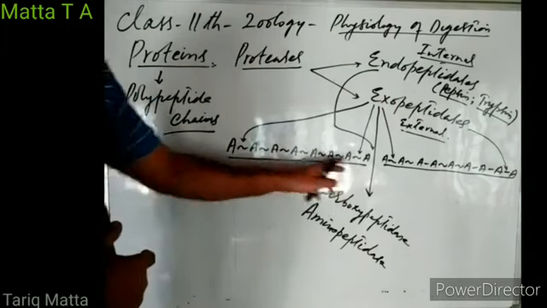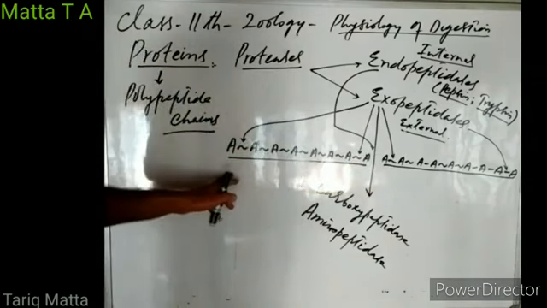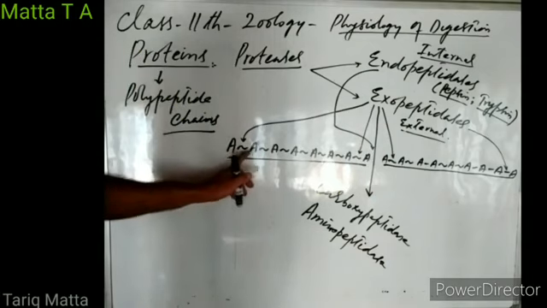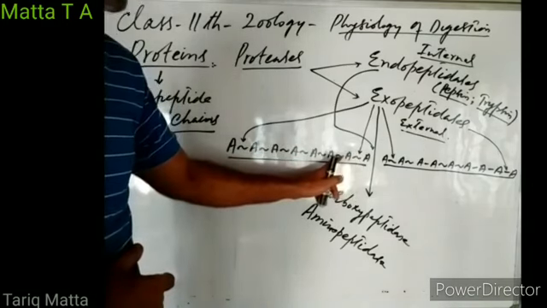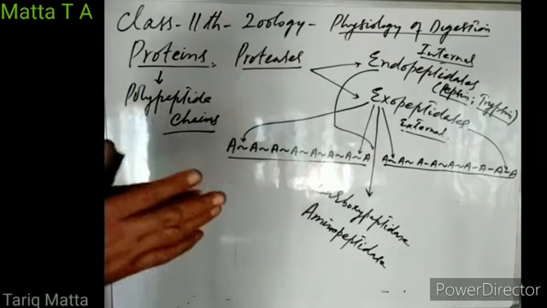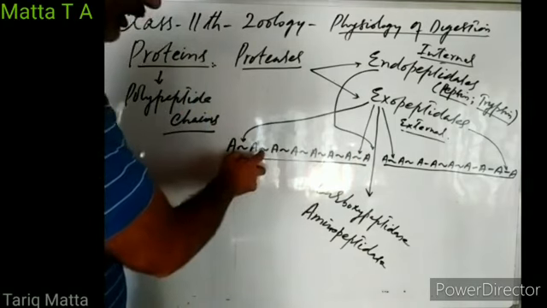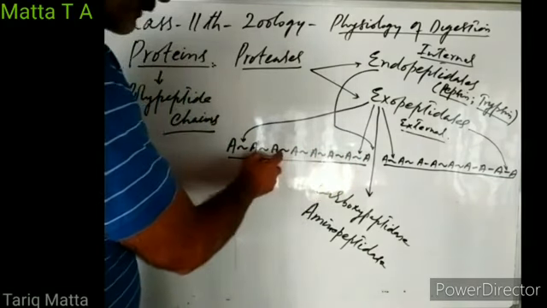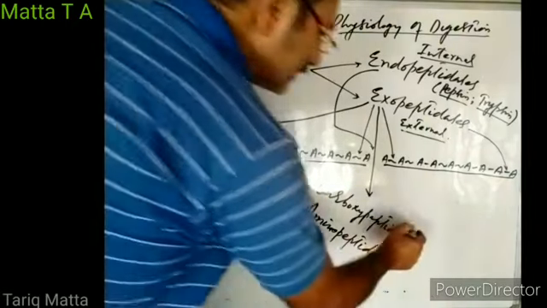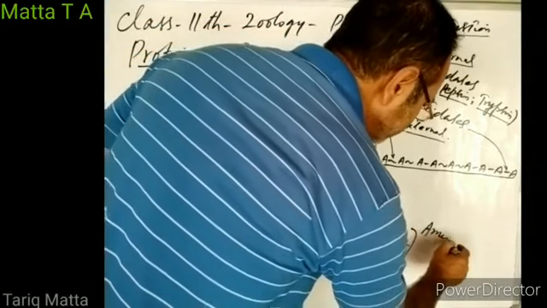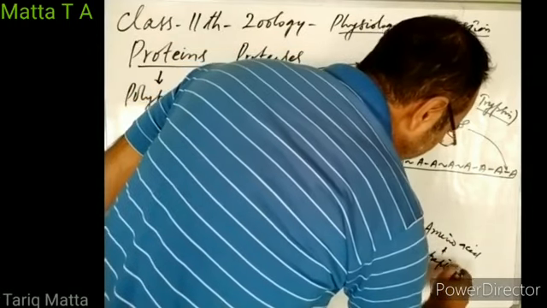They break their terminal peptide bonds to release individual amino acids, one by one. So first this bond will be broken, then the second bond will be broken. Similarly, from this end, first this bond will be broken, then the second. So they act stepwise, one by one, breaking peptide bond after peptide bond. They stepwise release amino acids and dipeptides at the end.